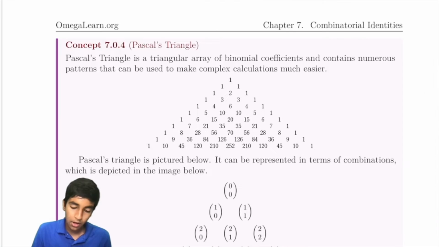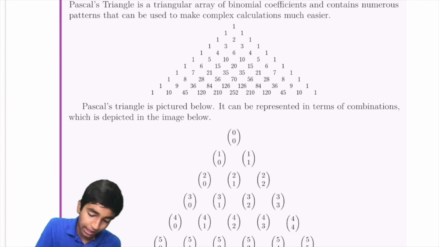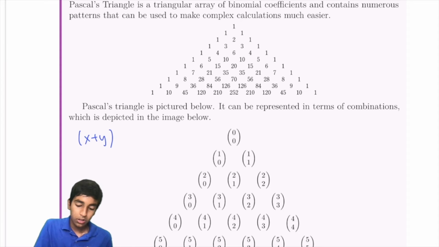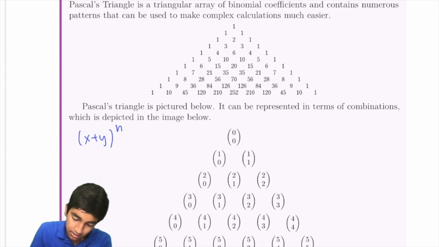Okay, next up, we have Pascal's triangle. So Pascal's triangle is just an array of binomial coefficients, which basically means when you expand a binomial like x plus y to the power of n, we end up with a bunch of these terms. And essentially what this is, is Pascal's triangle represented in choosing notation.